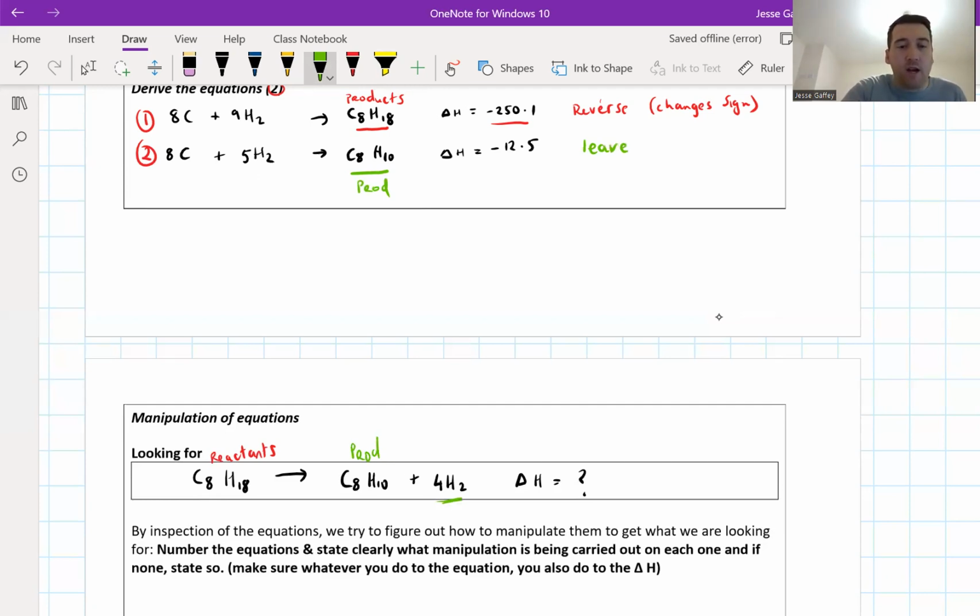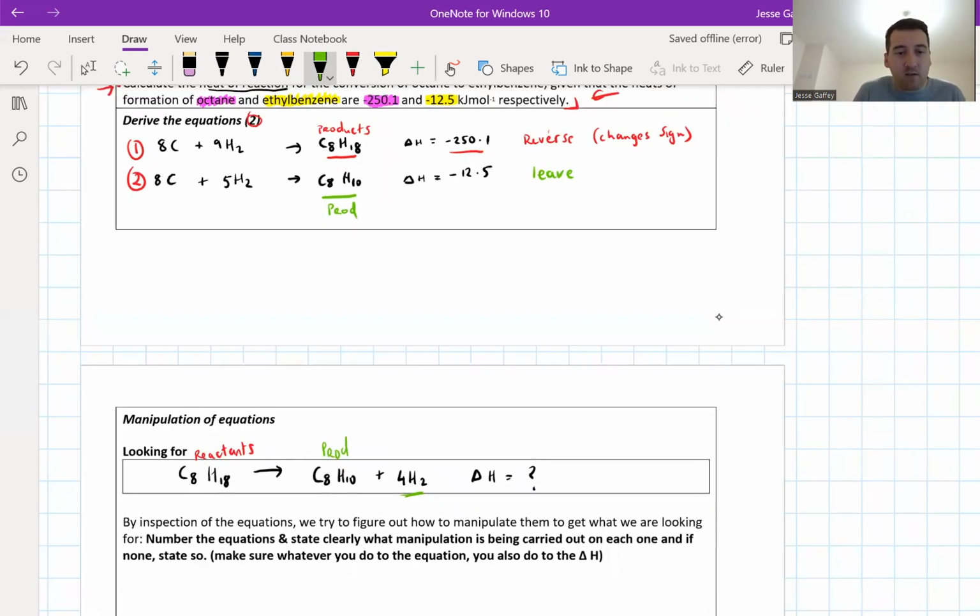So pause the video now, and in the space below this boxed equation, so anywhere underneath that where you've written it on your page, you're now going to rewrite out these equations with the manipulations done. So if you said reverse, you're going to reverse. If you said multiply it by something, you're going to multiply it by something. Pause the video and rewrite them out now.